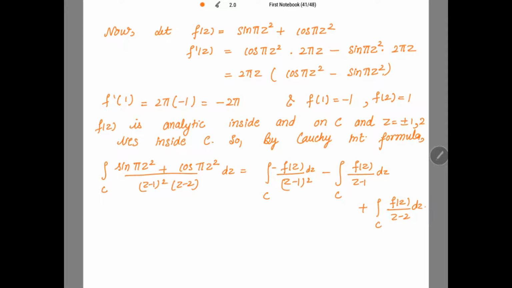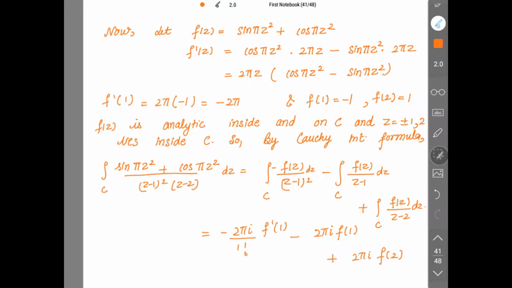Now f(z) is analytic inside and on C, and z equal to 1, 2, both points lie inside the circle. And so by Cauchy's integral formula, we are having this, which is equal to, this is minus 2 pi iota f dash 1 over 1 factorial minus 2 pi iota f of 1 plus 2 pi iota f of 2.